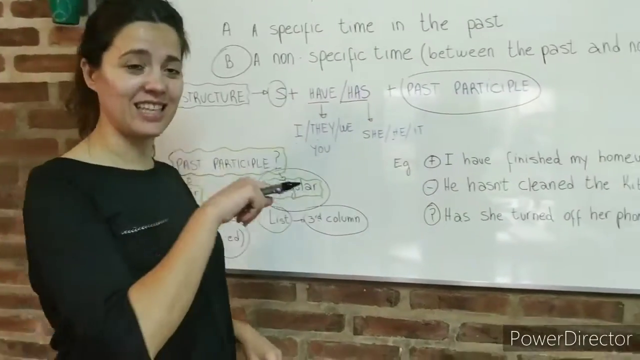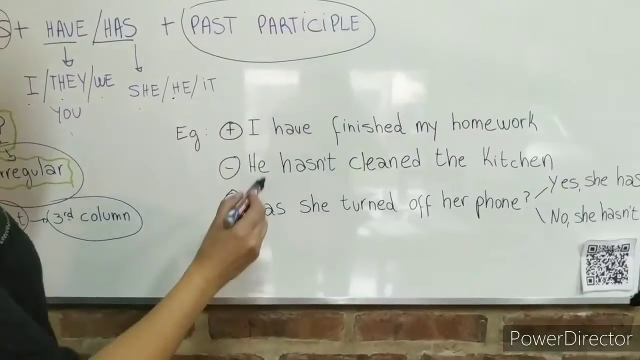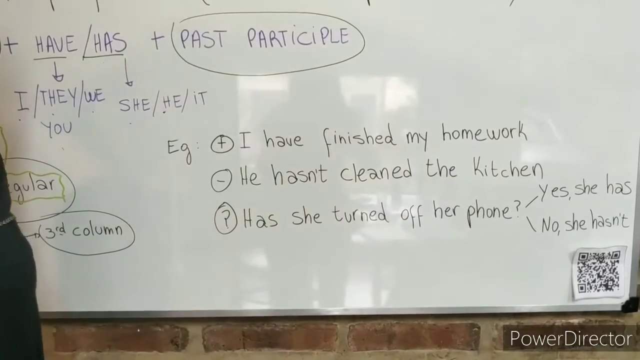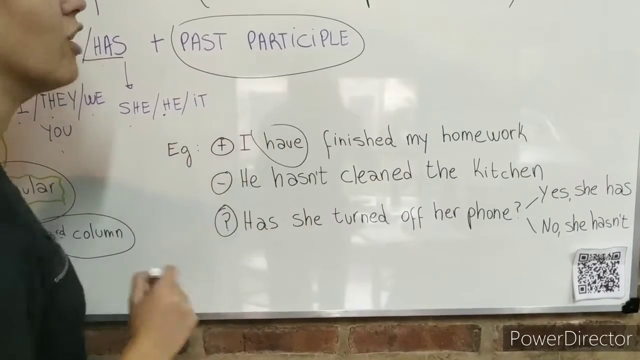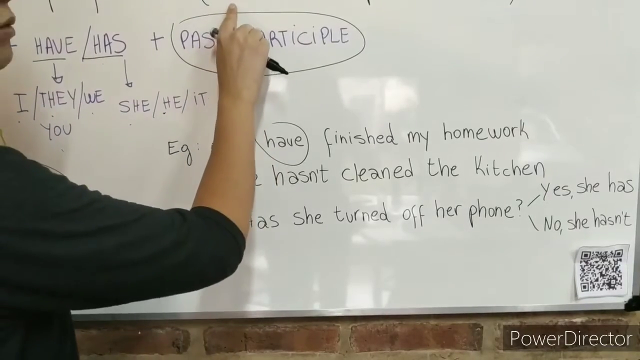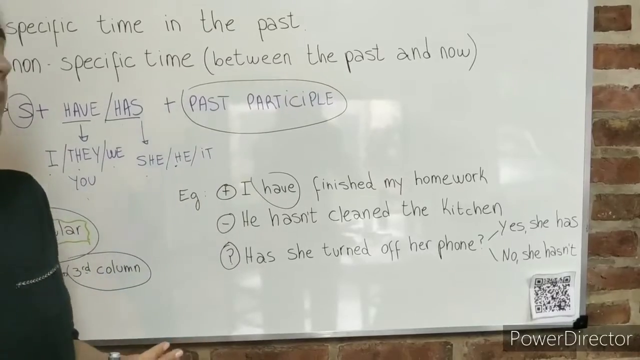Yes, and now let's see the examples. Okay, we have affirmative sentences. In the affirmative sentence, we have, for example, I have finished my homework. Lo que quiere decir en español es yo he terminado mi tarea. ¿Cuándo? No sabemos. Sabemos que está en un tiempo entre el pasado y ahora, pero no lo sabemos específicamente.